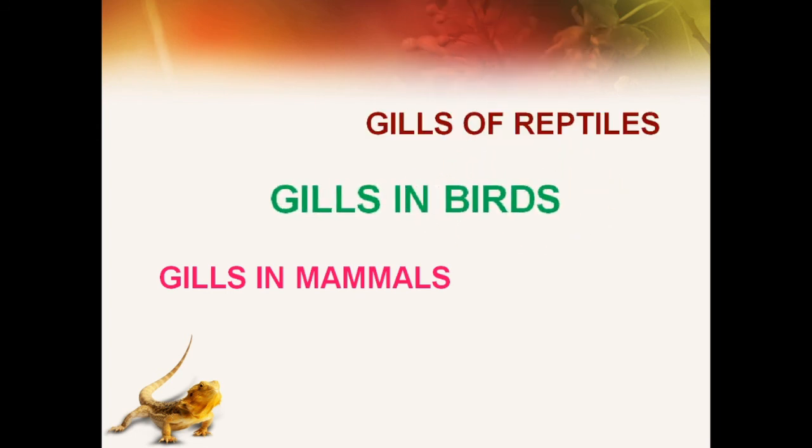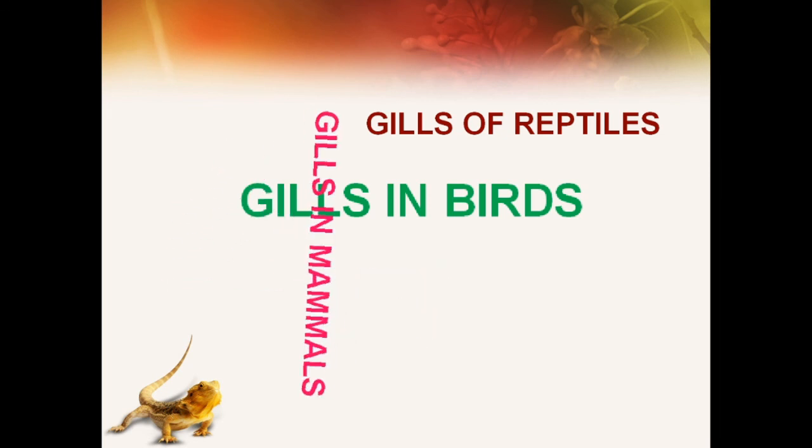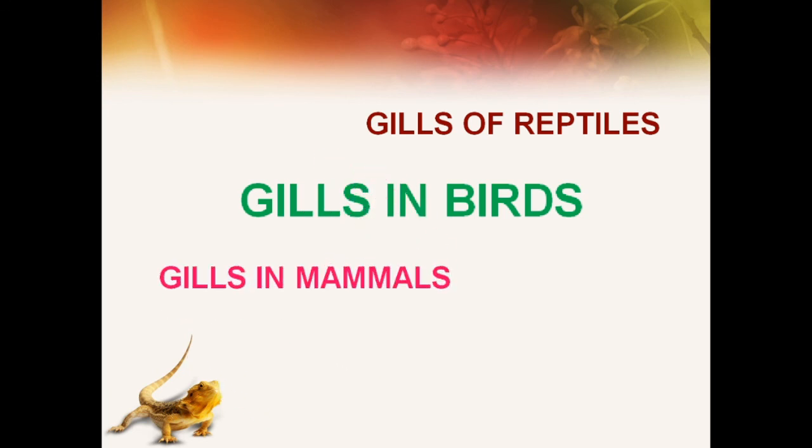In the case of birds, in embryo development temporary 4 pairs of gill pouches are present with 3 pairs of gill slits. They disappear in the adult stage. In the case of mammals only 4 pairs of gill pouches are present in the embryo, and these gill pouches are without gill slits in the embryonic stages only, and they disappear in the adult stages.